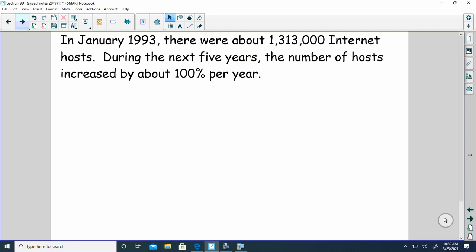Okay. All right, so it says January 93, there was 1,313,000 internet hosts. And I don't know if this is real information or if this is just something that we made up, but they're just talking about this. It says during the next 5 years, the number of hosts increased by about 100% per year.